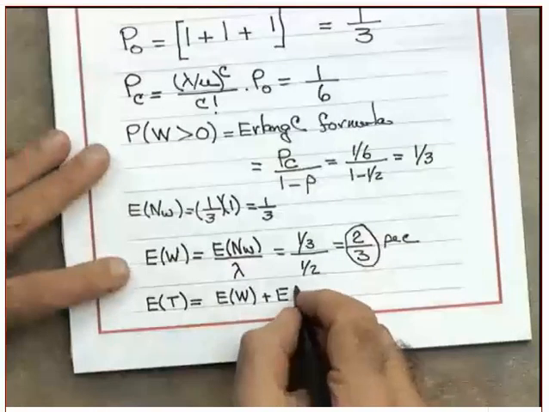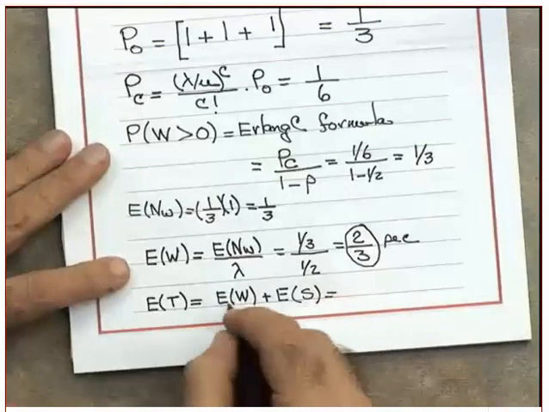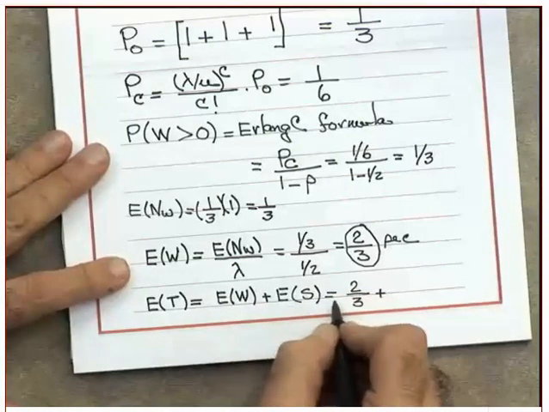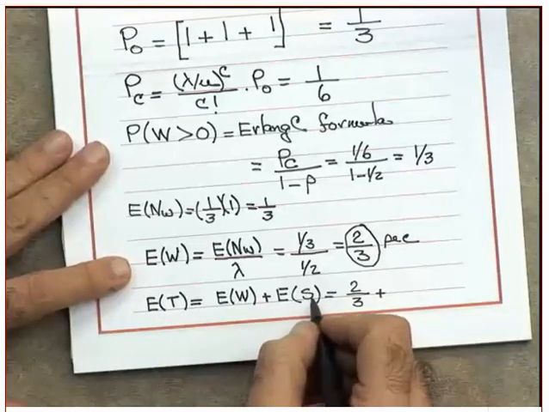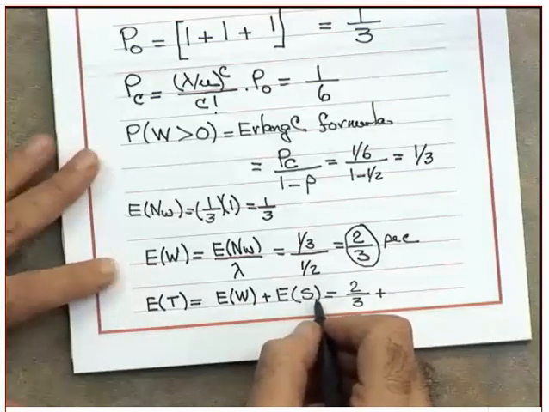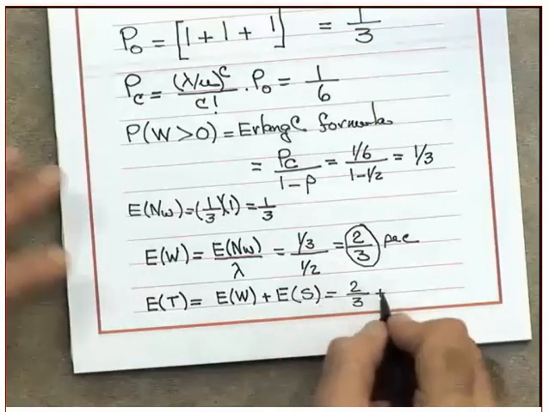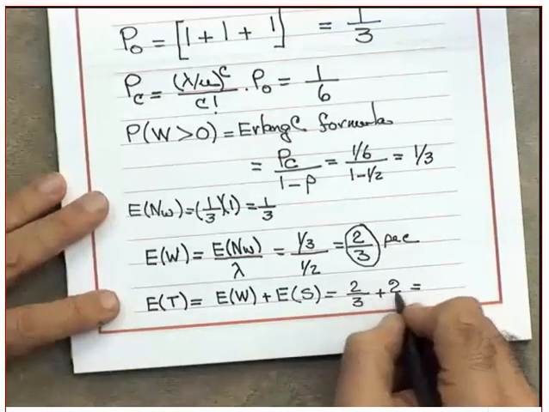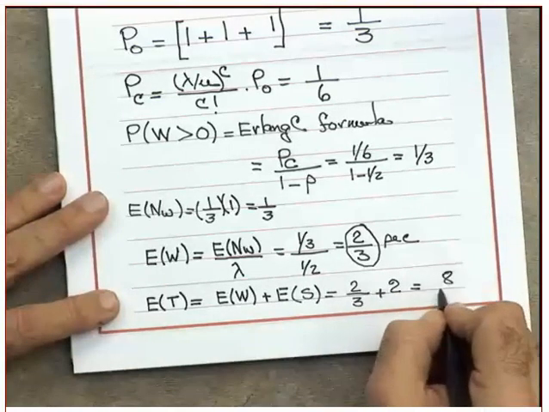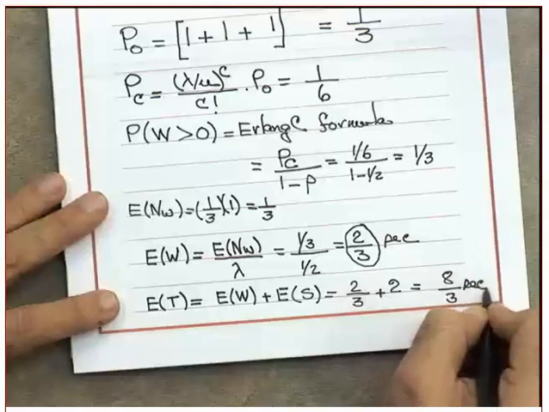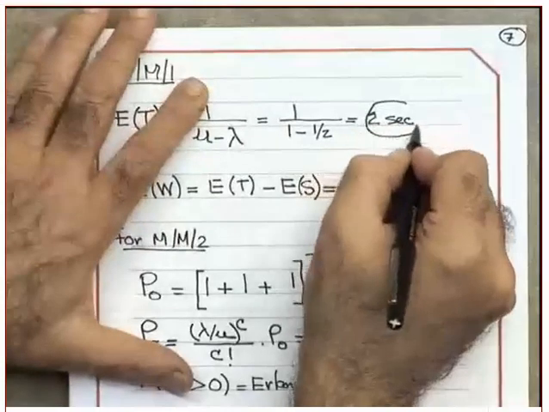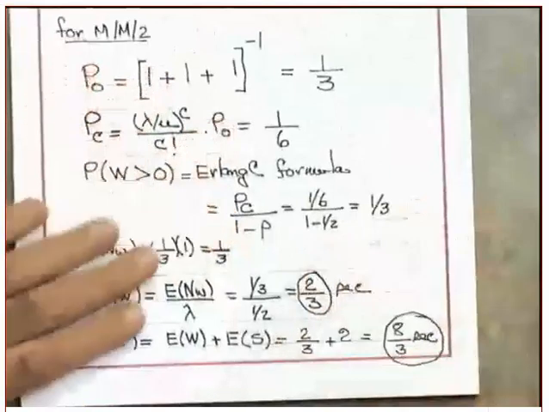E times E of S, which is what? What is E of W? What is E of S? Is 1 over what? Mu. But the mu is what? And so this one is what? 2. Which is what? Help me. 8/3 second. Compared to who? 2 seconds. Clear?